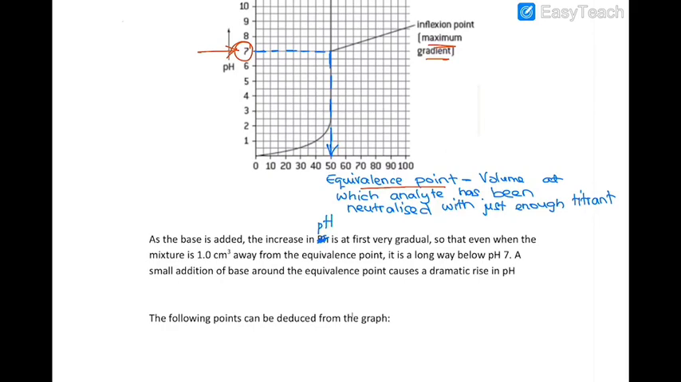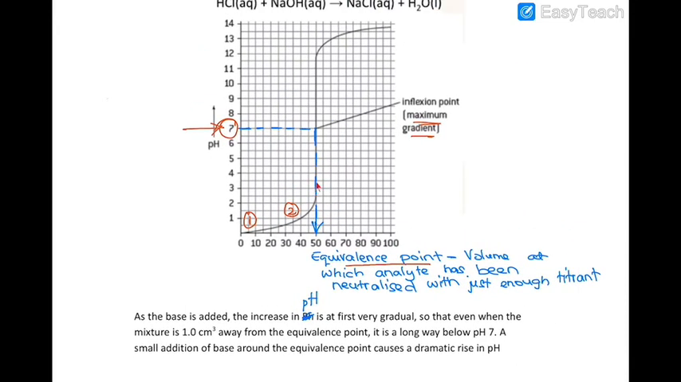And at first here, let's label this point 1 and point 2. So at first, at number 1, we have only the acid. At number 2 here, we have a small amount of base that has been added, so we still have excess of acid, but the change in pH is very gradual. And then we have a sudden jump in pH. We'll label this region 3, a sudden jump in pH at the equivalence point.